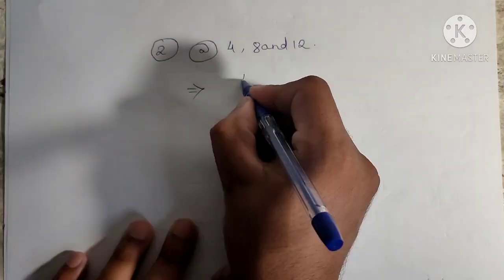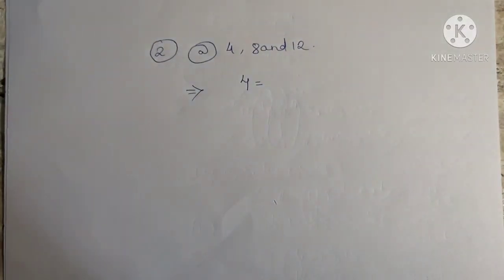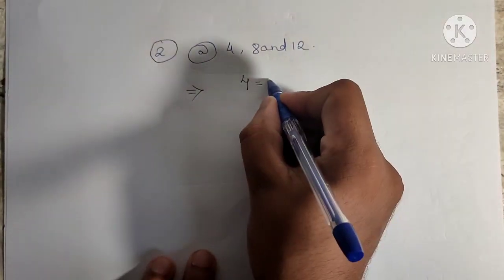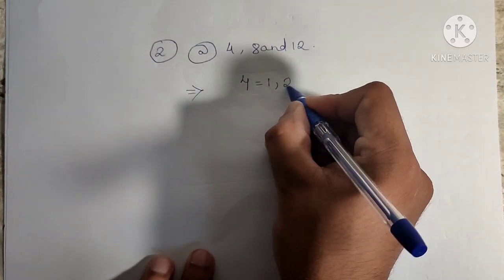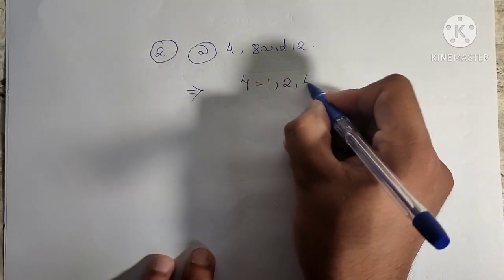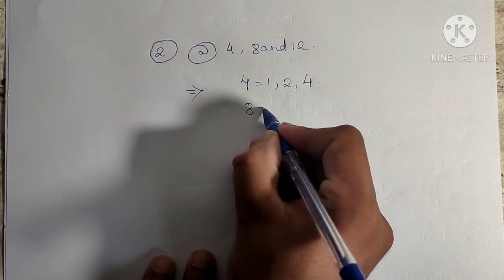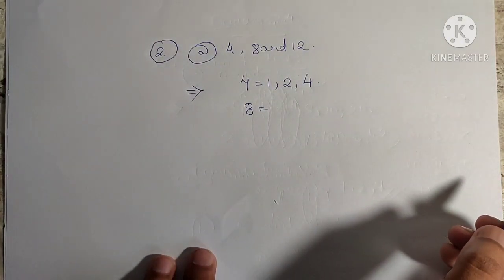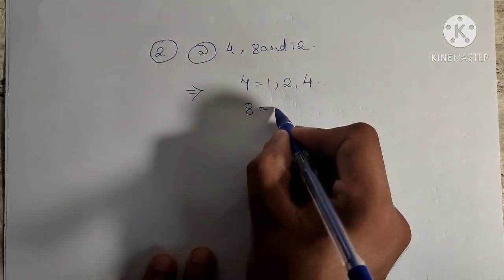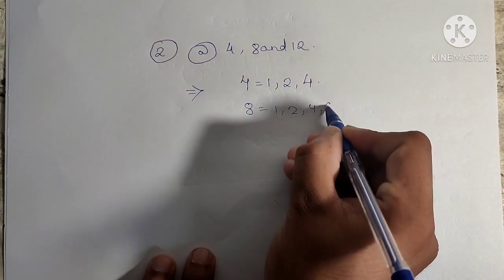So tell me, what are the factors of 4? Factors of 4 will always include 1. Will 2 divide 4? Yes. Will 3 divide 4? No. And lastly 4 divides 4. So these are the factors of 4. What about 8? Factors of 8: 1, 2, 4 and 8.